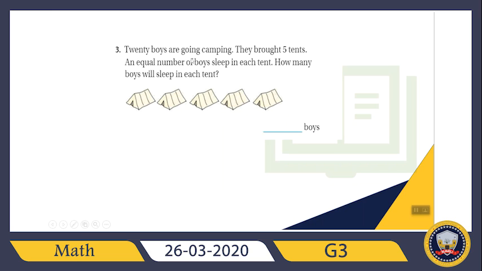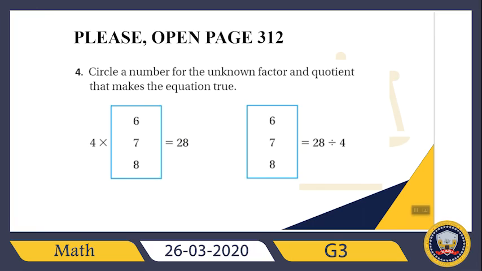So right now I know in total how many boys? 20 boys. In total, how many tents they have? 5 tents. And it says an equal number of boys sleep in each tent. So in this situation, I know in total there are 20 boys and there are 5 tents. How can I find how many boys sleep in each tent? I need to do division, right? 20 divided by 5, or 5 times what equal 20? It will equal to 4. So 4 boys will sleep in each tent. Good job.